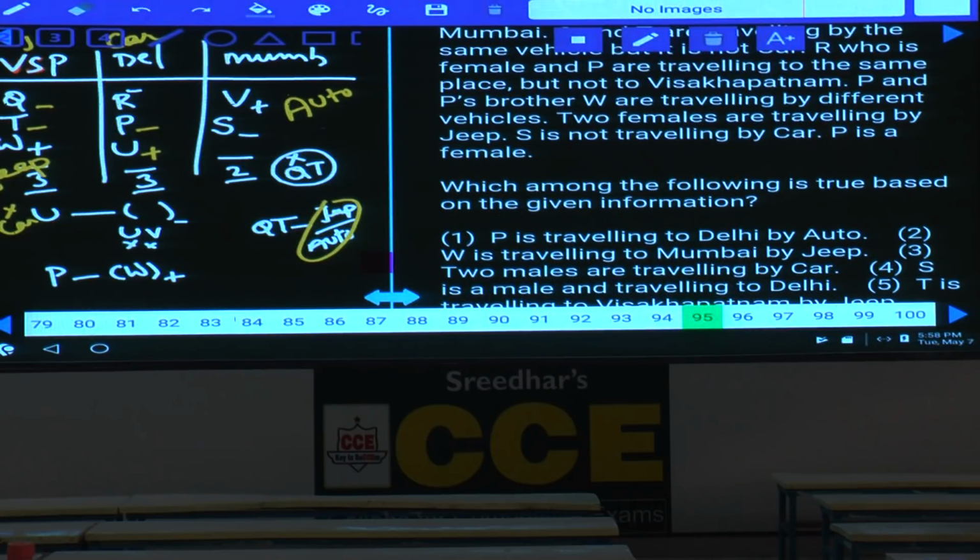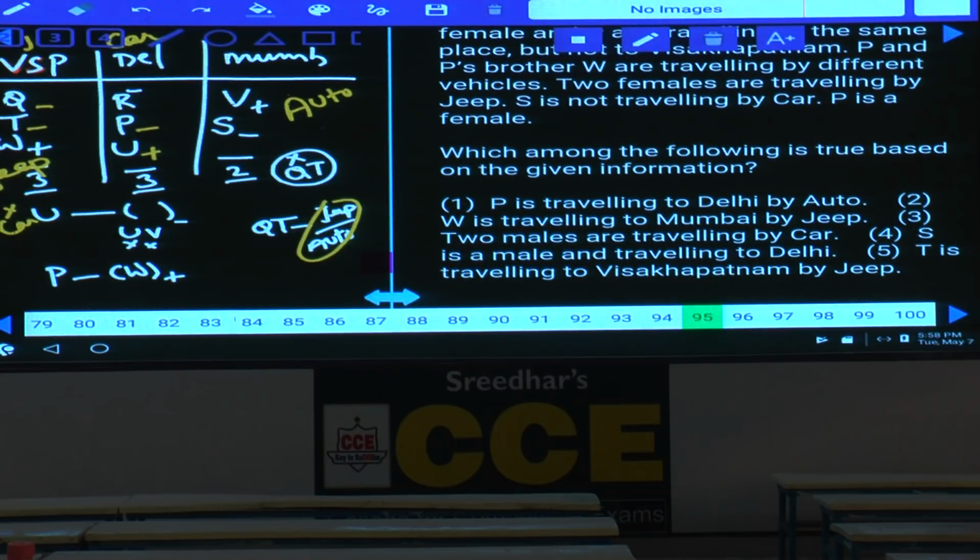Then 95, which among the following is true based on the given information? P is traveling to Delhi but not by auto. Choice 2, W is traveling to Mumbai, that is false. Two males are traveling by car, that is again false. S is a male and traveling to Delhi, that is false. T is traveling to Visakhapatnam by jeep, definitely true. Then what is your answer here? Choice 5.